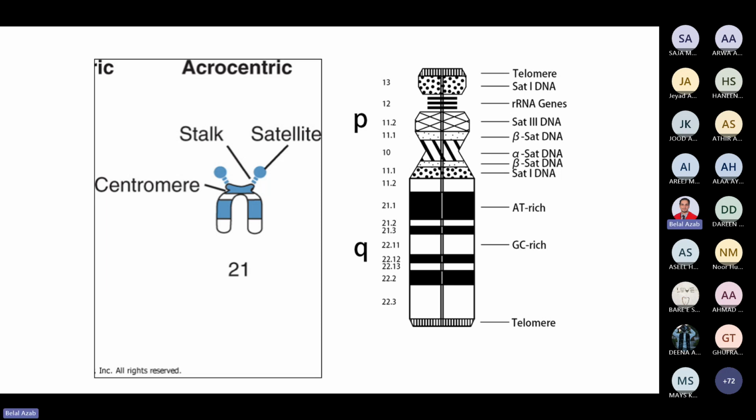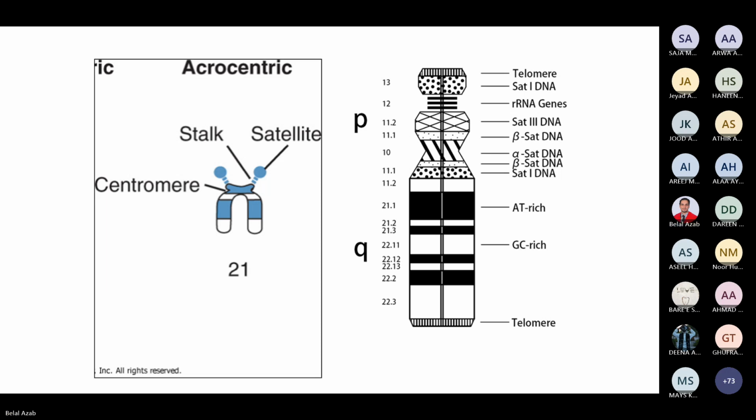All of the 5 acrocentric chromosomes, 13, 14, 15, 21, and 22, have the same P-arm structure, which means that all of the 5 P-arms of acrocentric chromosomes contain genes that encode for ribosomal RNA, or satellite, repetitive sequence. Here's the satellite, and here is the stalk where the rRNA exists.